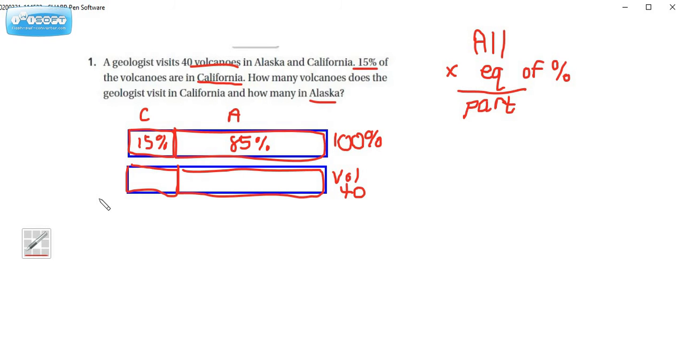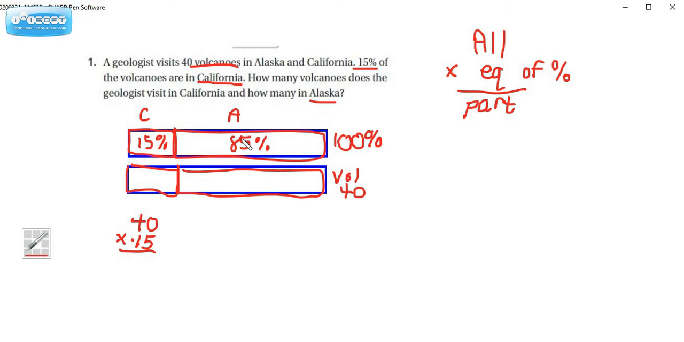So let's explore how we might do that for California first. So the all of it number is 40. We're going to take 40 and multiply it by our favorite equivalent, which we have some choices. Let's just look to see what the decimal would look like. If we move this 2 to the left, that would be 0.15. All right, so we have that option.